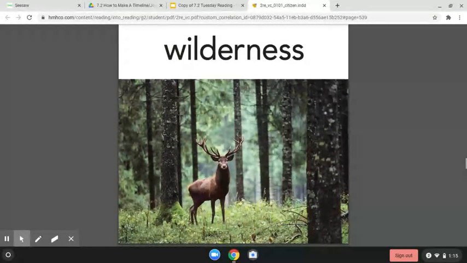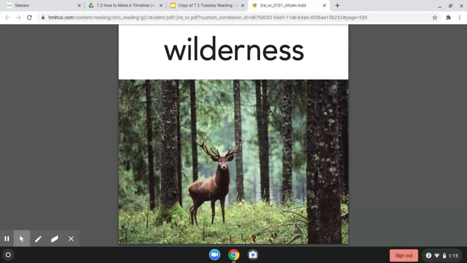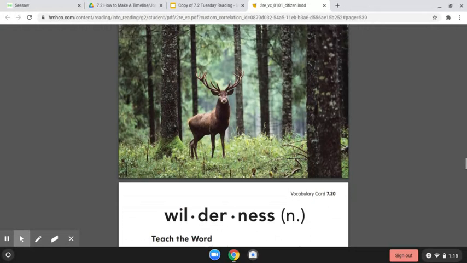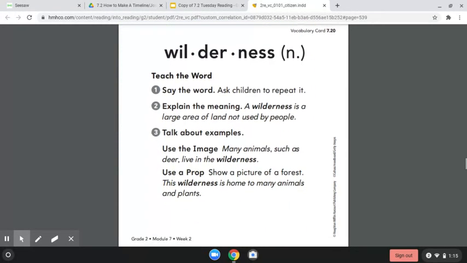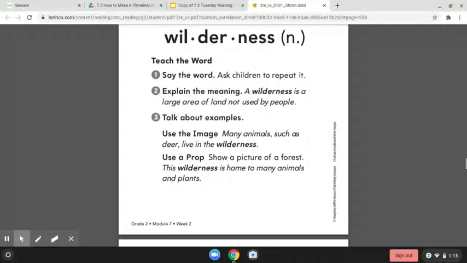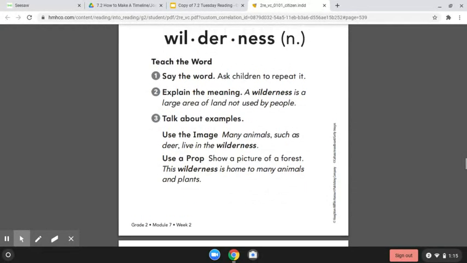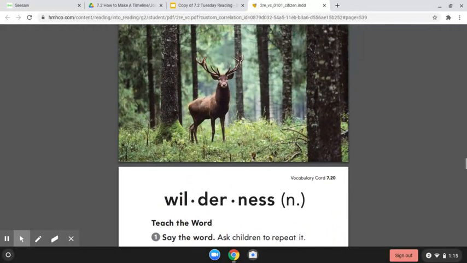Our third word is wilderness. If we look, this elk is standing in the wilderness. Wilderness is a noun, so let's say it together. Wilderness. And wilderness is a large area of land not used by people. So it's a lot of trees and forest and everything. Many animals, such as deer, live in the wilderness.